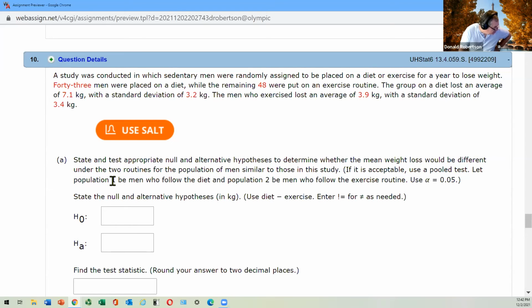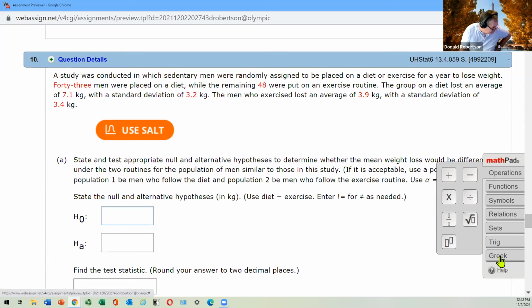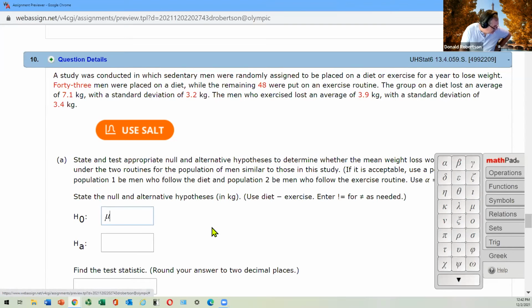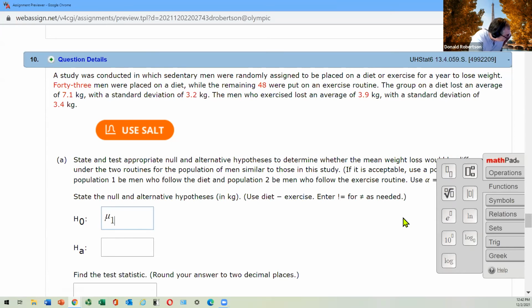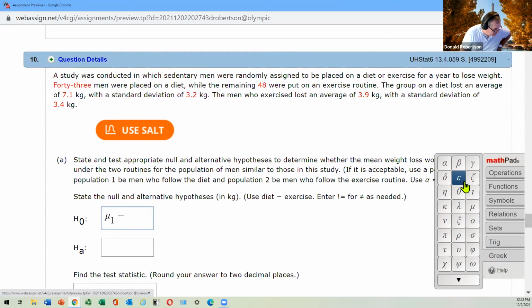Now let population 1 be the diet people and population 2 be the other one. And I'll start off with my mu1 take away mu2 thing. I just thought of a quicker way of doing this. I could have copied the answer from an earlier question. That would have been quicker, but too late now.